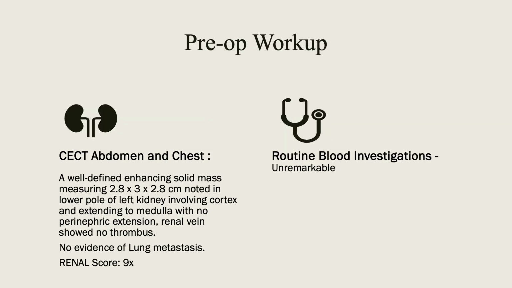In preoperative workup, CECT abdomen and chest revealed a well-defined enhancing solid mass, 2.8 by 3 by 2.8 cm, in the lower pole of the left kidney involving the cortex and extending into the medulla with no perinephric extension. Renal vein showed no thrombus. RENAL score was 9x. There was no evidence of lung metastasis. Routine blood investigations were unremarkable.